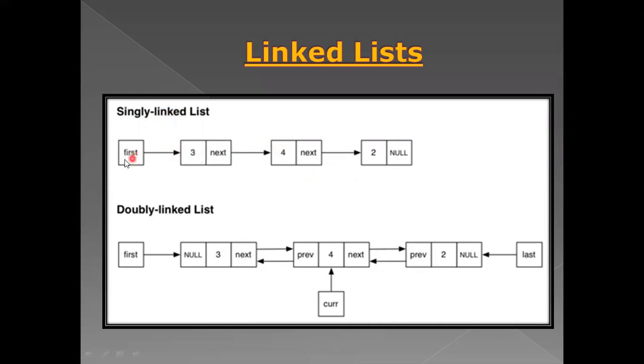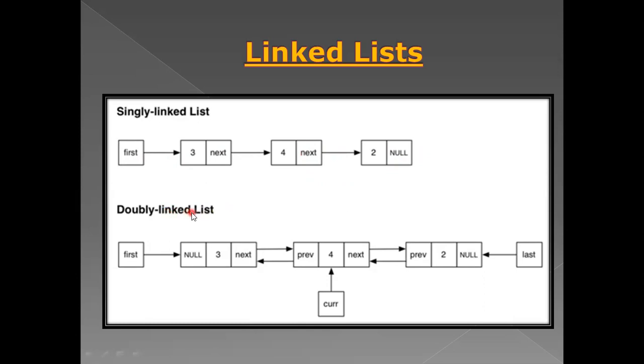So the first one is the address of the starting node. Here is the address of the next node, and here is the address of the next node, and the last is null. Null means there is no next node. So obviously this address is null, and these all are the info parts. This is a singly linked list.